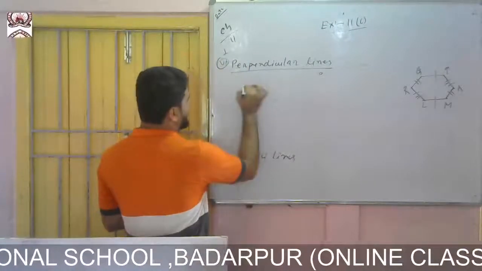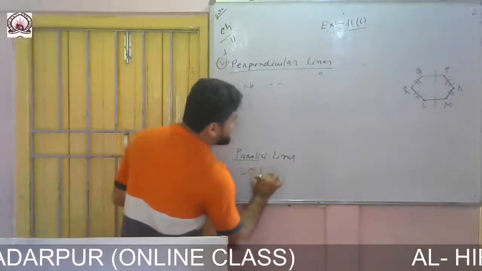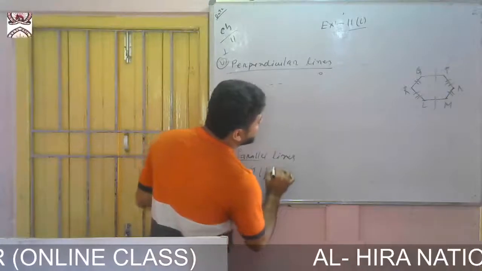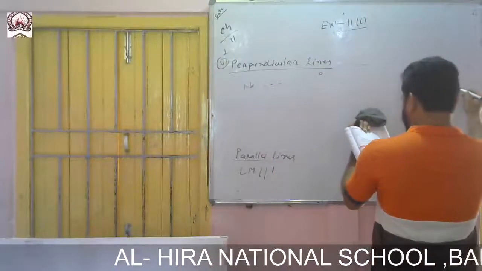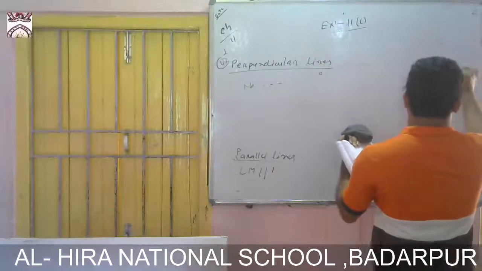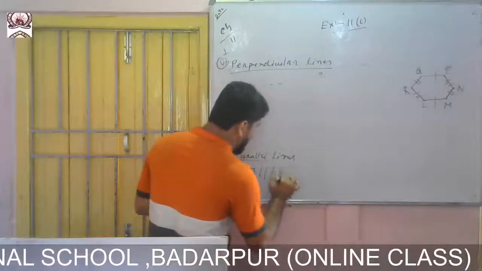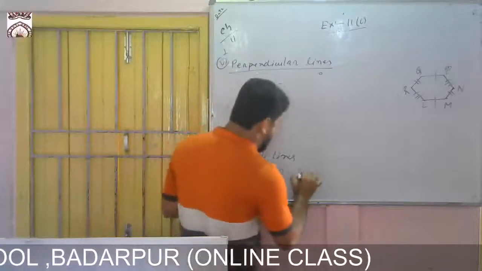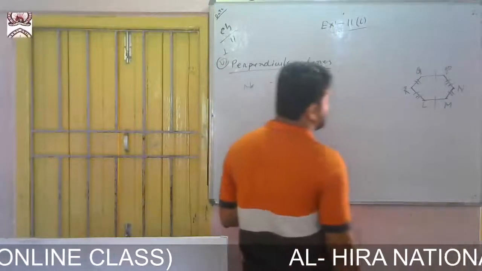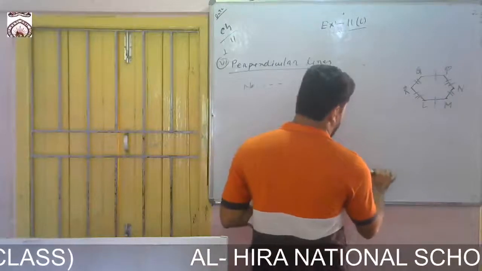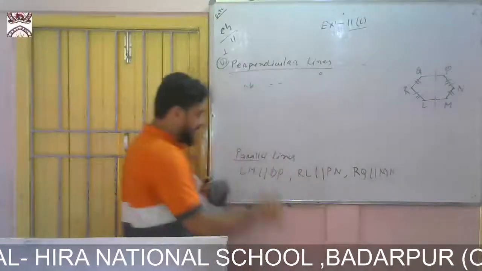Number 6. No perpendicular, right? Okay. Parallel lines, how many? Yes, LM is parallel to this one, NP. So write QP, then RL parallel to PN, then RQ parallel to MN. Okay.